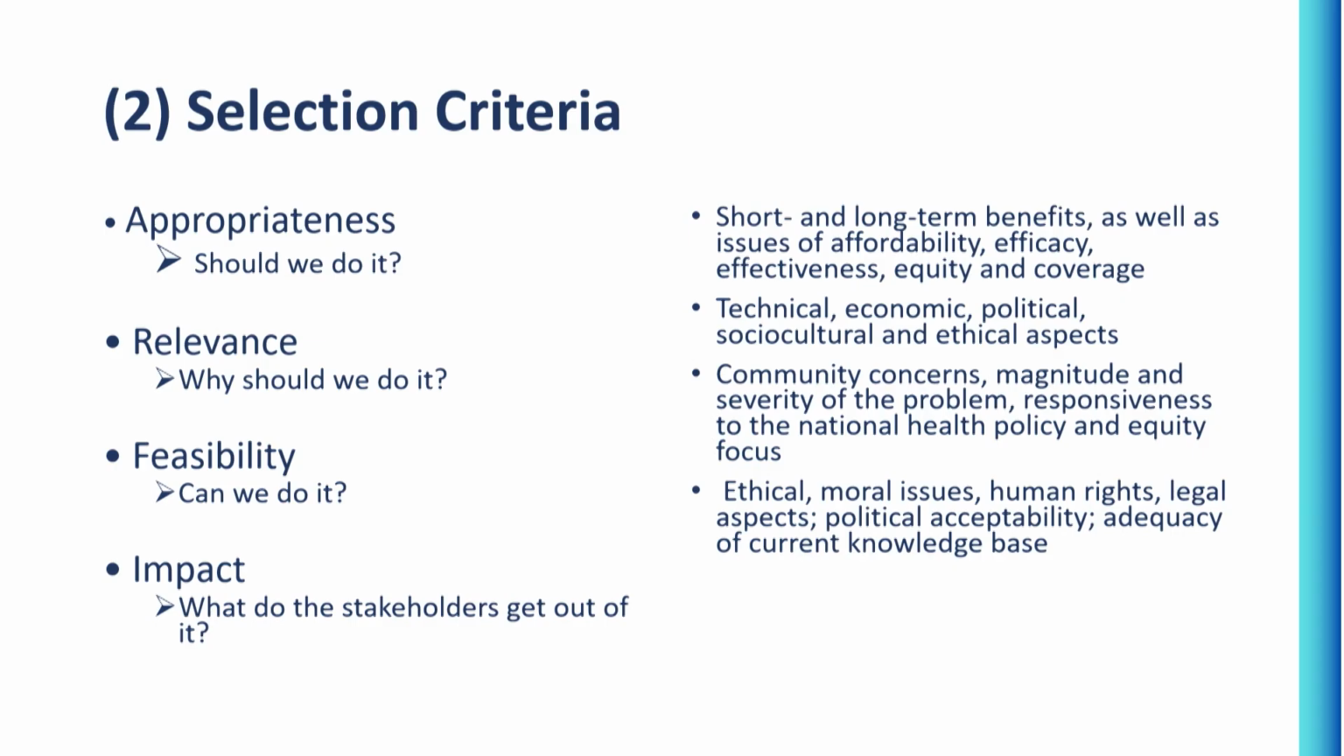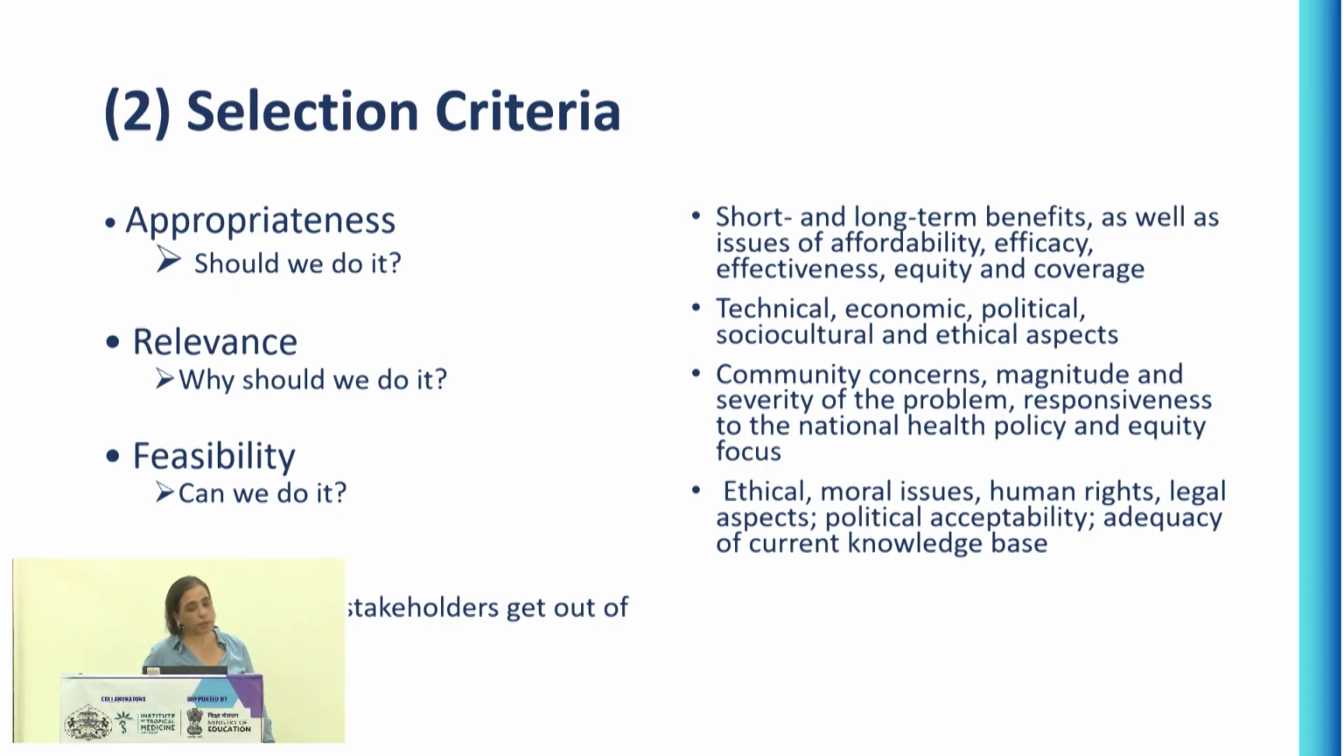So on the right is just a bit of explanation around that. So we're thinking about benefits, issues of affordability, efficacy, effectiveness, equity, coverage. Those are very classic public health or health research questions. We're thinking about issues of the technical, the economic, political, sociocultural aspects when we think about both relevance and feasibility. What are the community concerns? How big is the problem? How severe is it? Does it respond to national health policy and equity focus? And then we're thinking about the issues of acceptability. Some of the questions are outlined there.